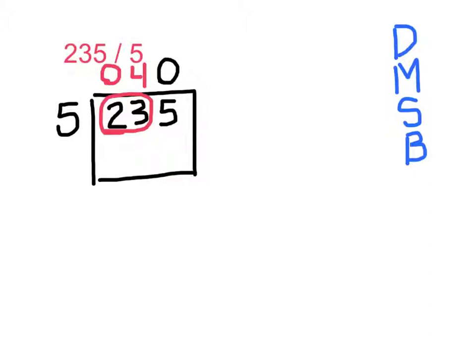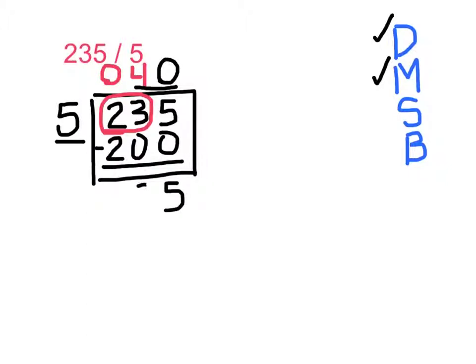Second step in the division algorithm is you multiply. In this case, you're going to multiply 40 times 5, which would equal 200. Third step, so we've divided 5 into 23. We have multiplied 40 times 5. Now we're going to subtract. Starting with the ones place, you're going to get 5, 3, and 0. All right. This number at the bottom is not less than 5.